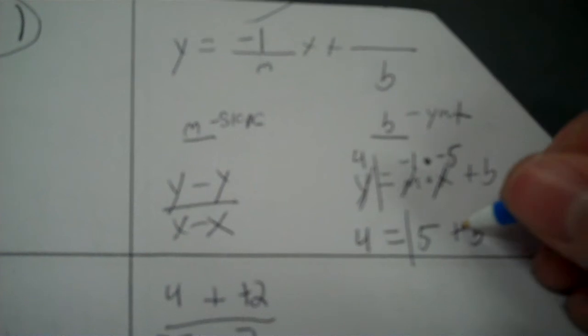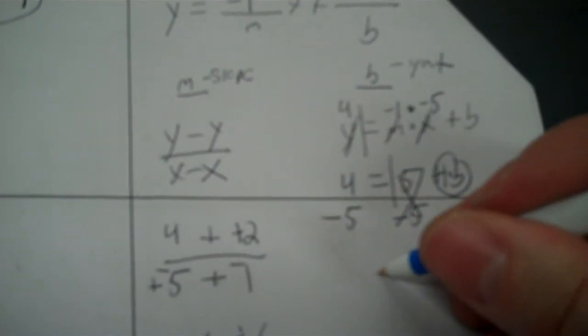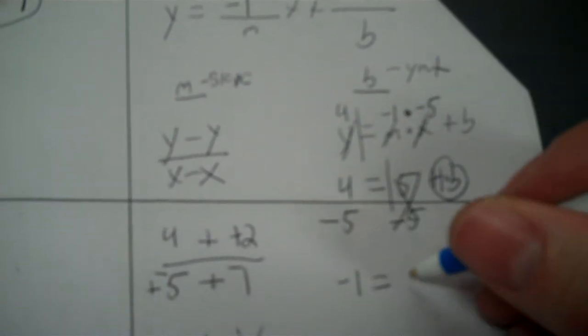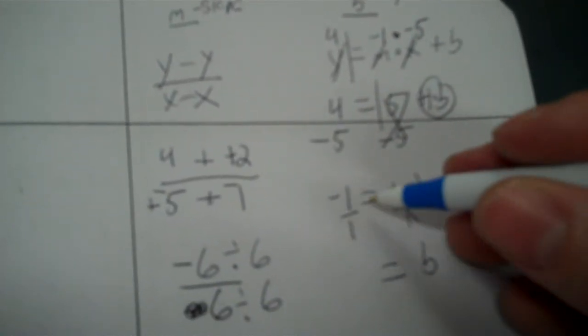The wall goes up, 1 dot circle. You've got a 5, so you're going to have to minus that. So 4 minus 5 is -1. You've got 1 dot b. Now divide by 1, and -1 divided by 1 is -1. So there's your equation: y equals -1x plus -1.